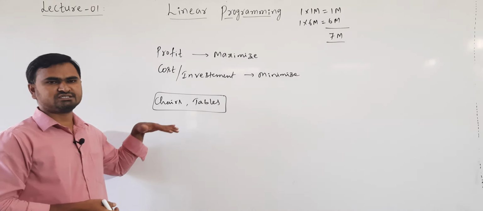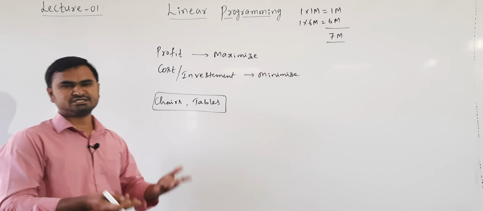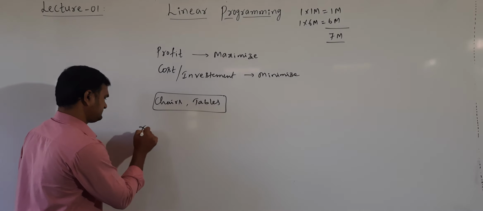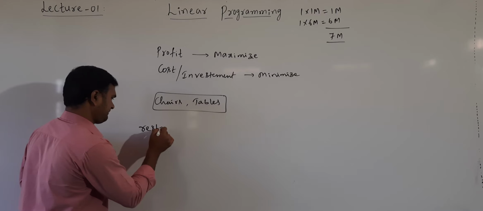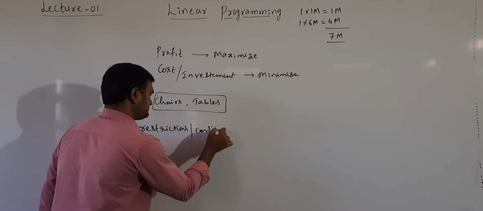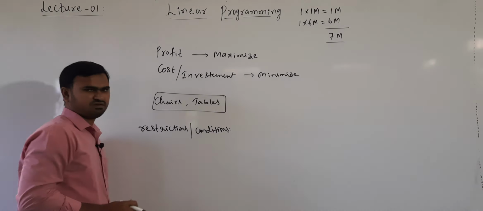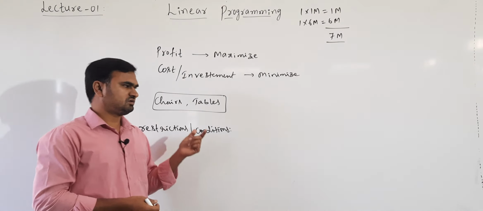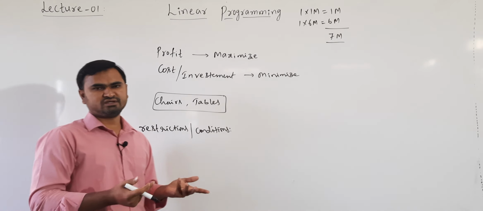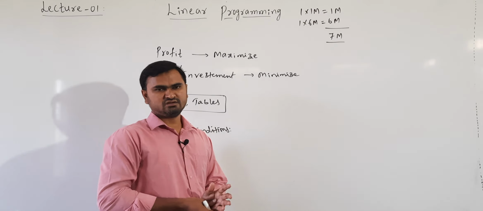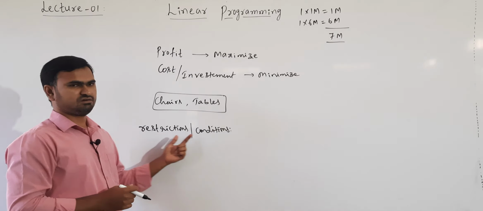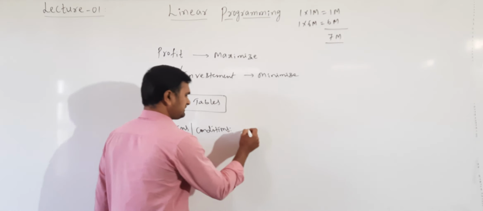To get the maximum profit, there will be some conditions or restrictions. What can the restrictions be here? One restriction may be the investment that we are making. You may have some 10 lakhs of rupees, so you cannot invest more than 10 lakhs of rupees. So one restriction or condition is on investment.